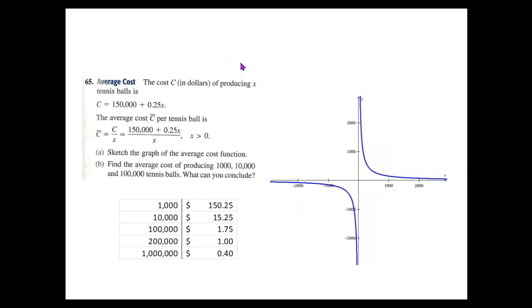Now back to those examples from earlier. The tennis ball example, we have a horizontal asymptote, the line y equals, or in this case c bar equals 0.25. So that means if we go off to the right, the graph is going to level off, not quite at the x-axis, but a little bit above it at the line where y equals 0.25. So that means that as you make more and more tennis balls, the average cost per tennis ball is getting closer and closer to 25 cents.